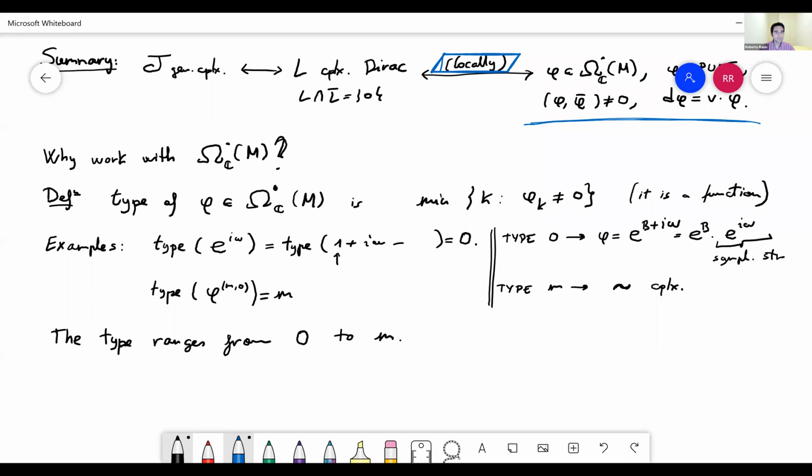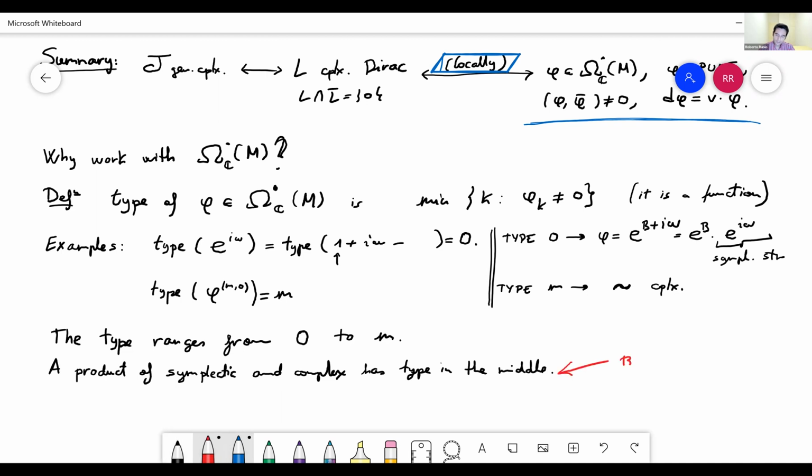Are there things in the middle? Yes, there are things in the middle. There are structures that are not just type 0, which are transformations of symplectic structures, or type m, which are transformations of complex structures. Actually, you could take a product of symplectic and complex, so that this has type in the middle.